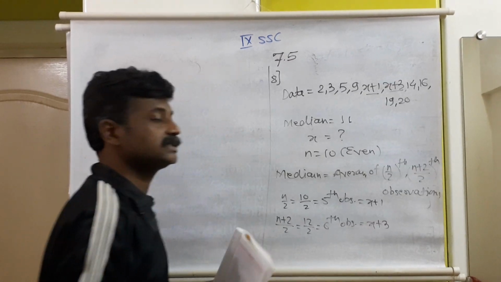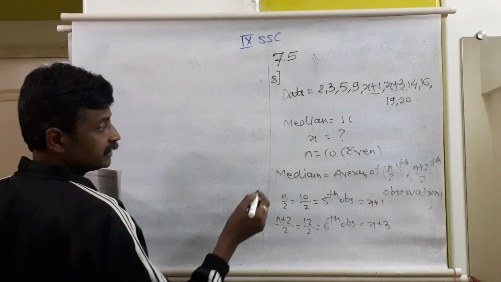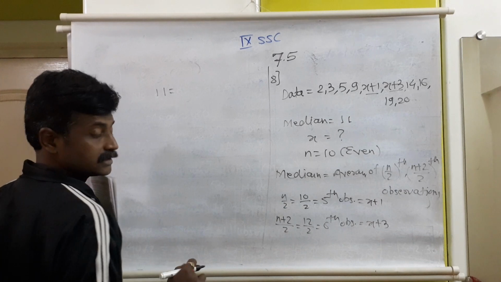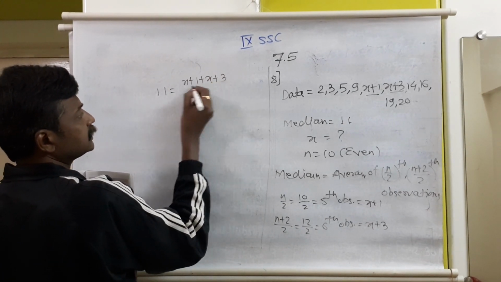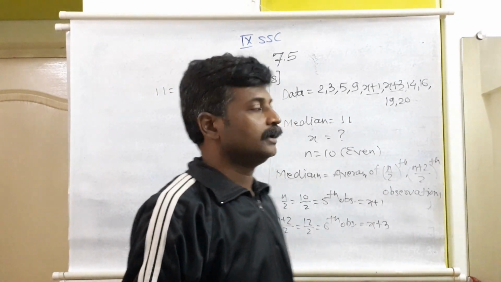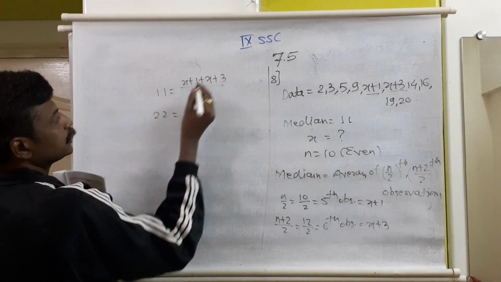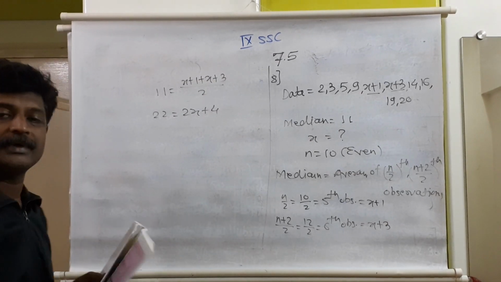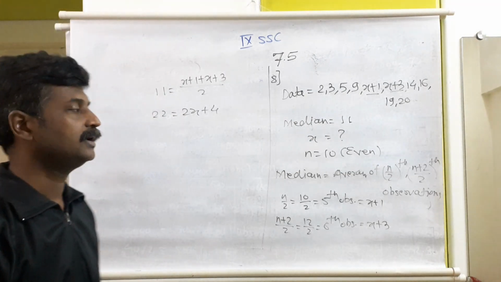So the median is nothing but the average of these two. Median is already given, it is 11. So 11 is equal to the average of these two observations. How to find the average? Adding them both, x plus 1 and x plus 3, and dividing by 2, because we considered two observations here. So how to solve it? 11 into 2, 22, is equal to x plus x, 2x, plus 3 plus 1, 4. We'll solve this simple equation to get the value of x, which is our required solution for question number 8.